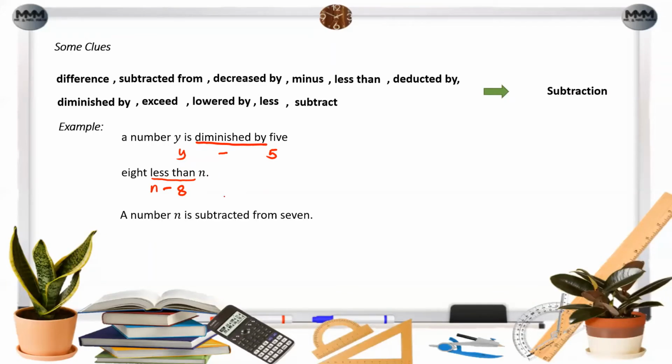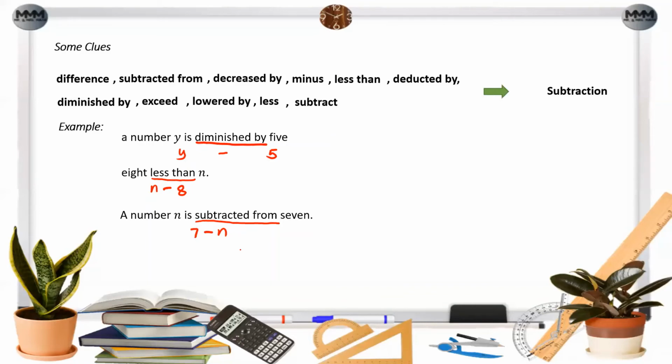Next example, a number n is subtracted from 7. Notice that we have the phrase subtracted from. Again, the symbols before and after the phrase will be interchanged. So it becomes 7 minus n. Follow? It's not n minus 7, but it's 7 minus n.